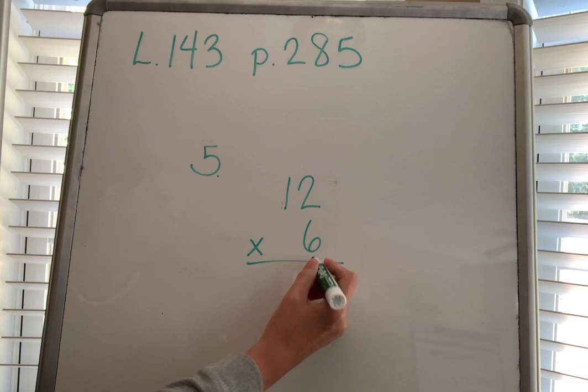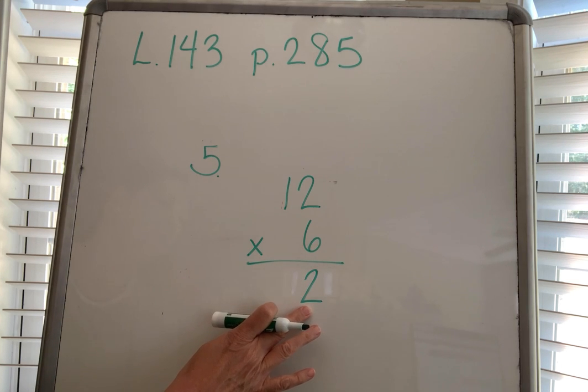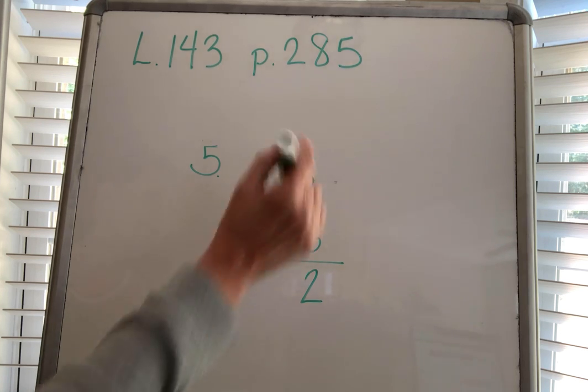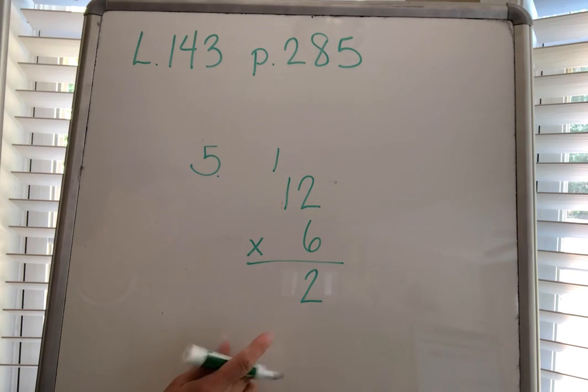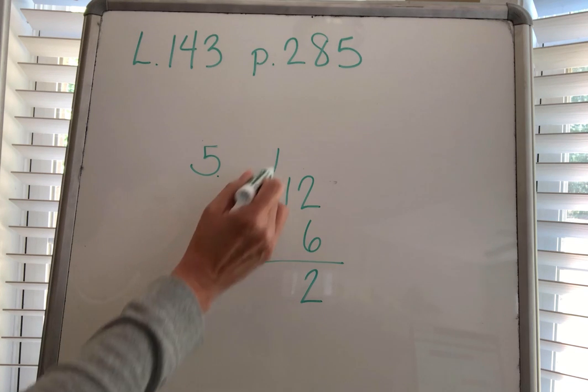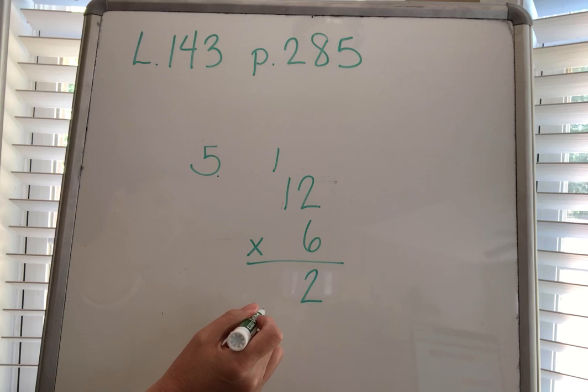6 times 2 is 12. Well, all of a sudden we are into the problems now where we cannot put 12 in the ones place because remember we only can put one digit into each place. So we're going to put the 2 in the ones place and we're going to carry the 1. The difference now from what you've done all along is we're not going to do these two numbers first because that will make our answer incorrect.